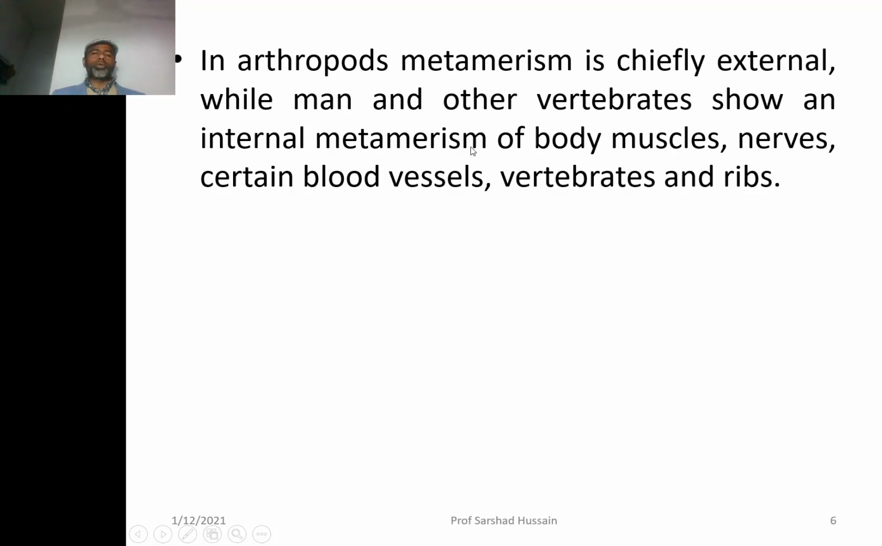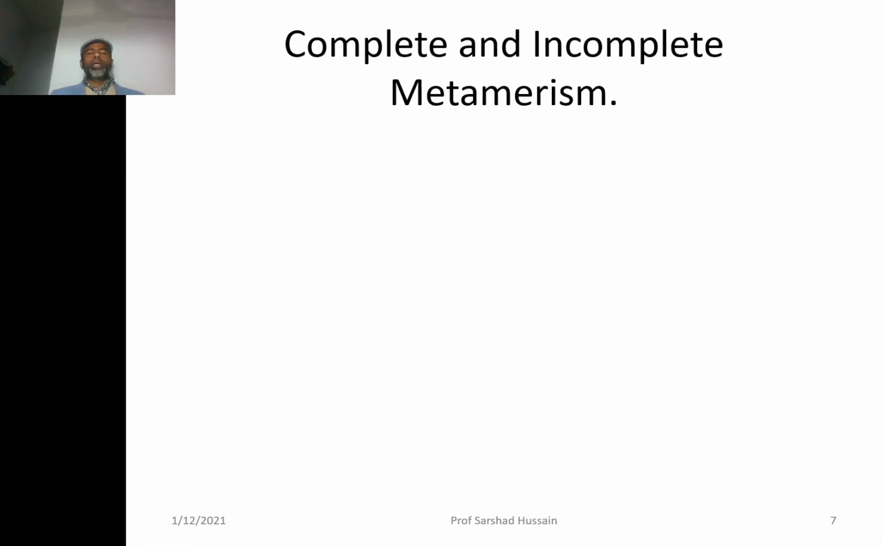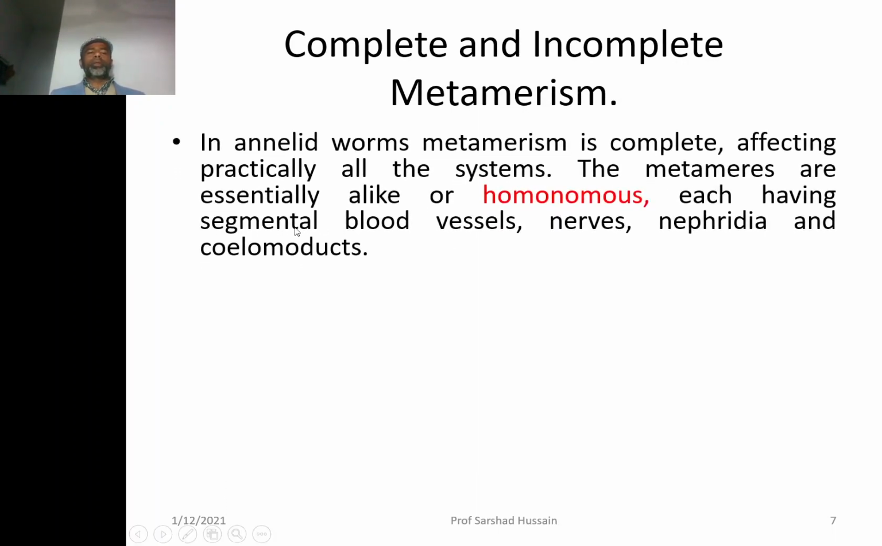So you have seen both the types. The annelids were having both external and internal metamerism. Arthropods are having external only, whereas vertebrates are having internal metamerism. Then there is another concept, complete and incomplete metamerism. In annelids, the worms, metamerism is complete. Why is it called complete? Because it affects most of the systems.